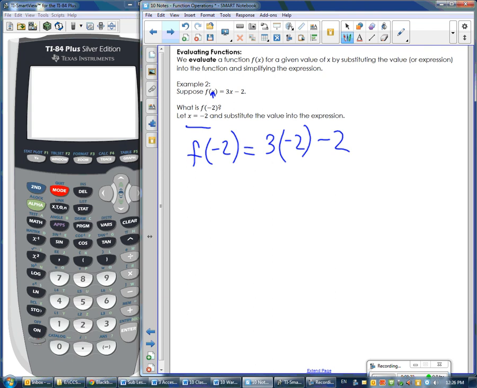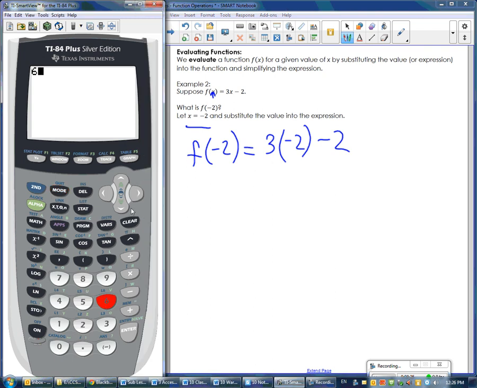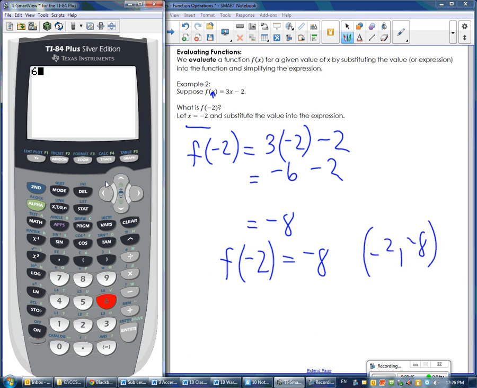And this is something you can do right on your calculator. My board isn't calibrated, so I'm just going to do this by hand. 3 times negative 2 is going to give me a negative 6. Negative 6 minus 2 is going to give me a negative 8. And so if we have something like this, f of negative 2 equals negative 8, this is going to correspond to the ordered pair negative 2, negative 8.